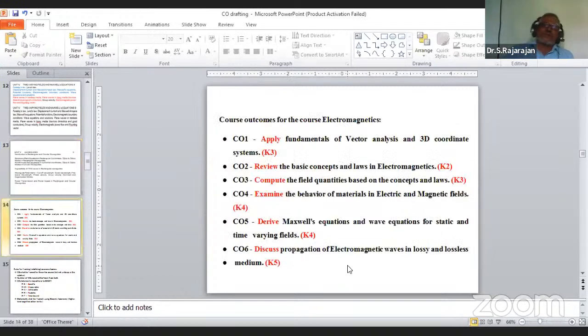Now I come to this part. Listen, here you can ask the questions somewhere. This is actually the syllabus from IIT. One IIT and 2 different NITs have the same syllabus. For the first course outcome, I am trying to write: apply fundamentals of vector analysis and 3D coordinate system. It is at K3 level.